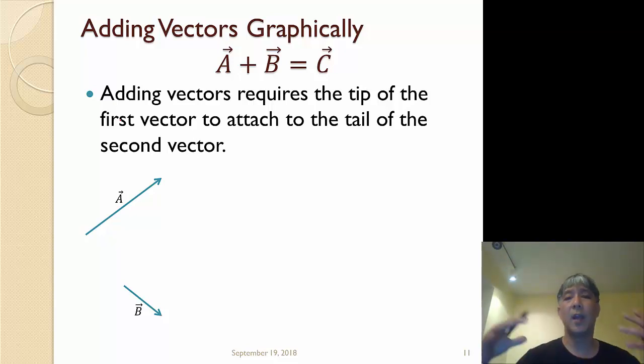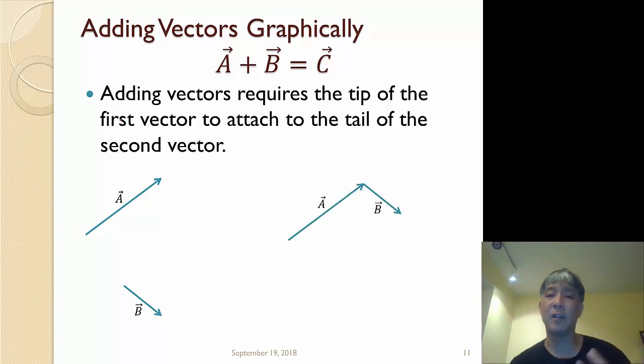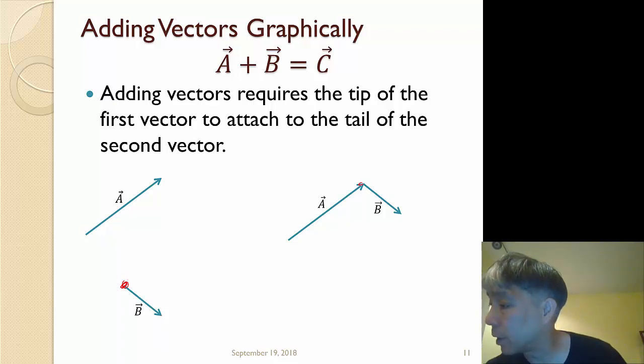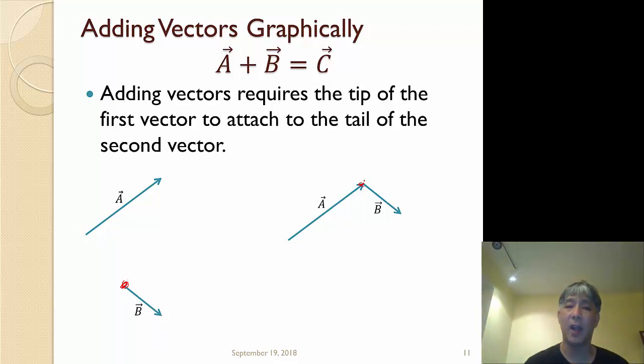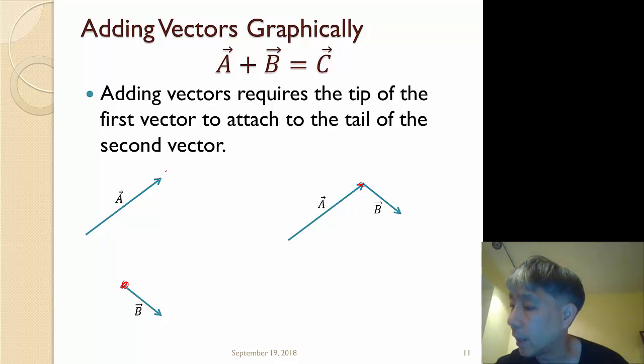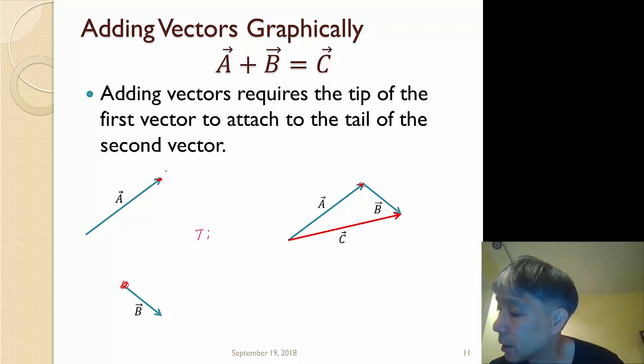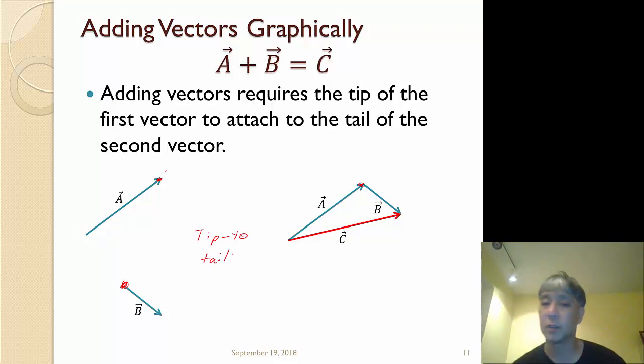I start with A, and now I add B. What I mean by adding B is that the tail of B, okay, this is the tail, needs to be placed at the tip of A. Okay, so here's the tip of A, and I need to butt the two vectors together, just like shown. This is called tip to tail. This is the tip-to-tail method of adding vectors.